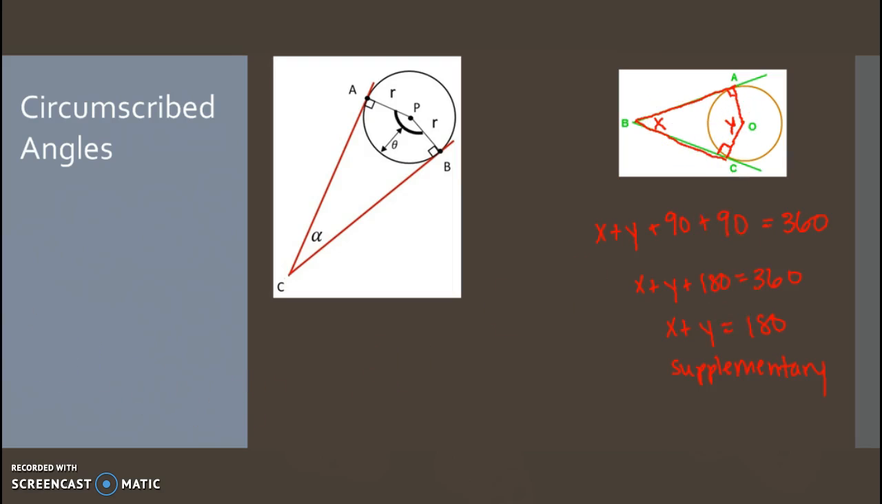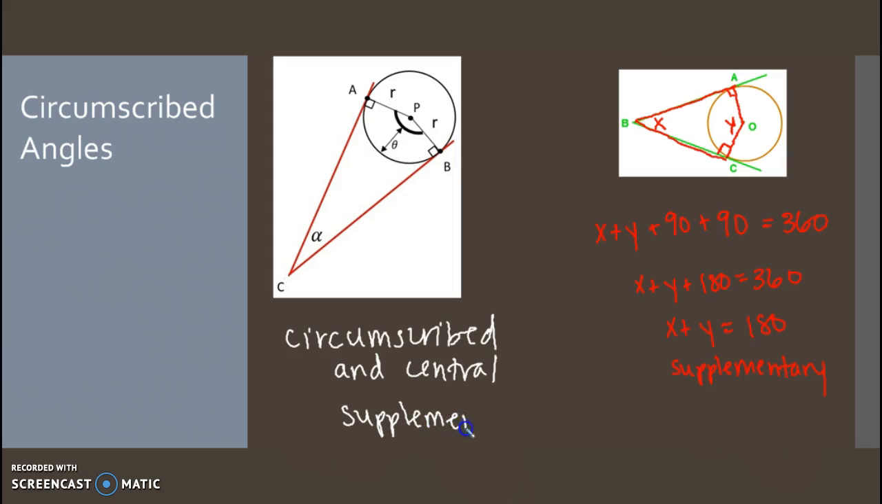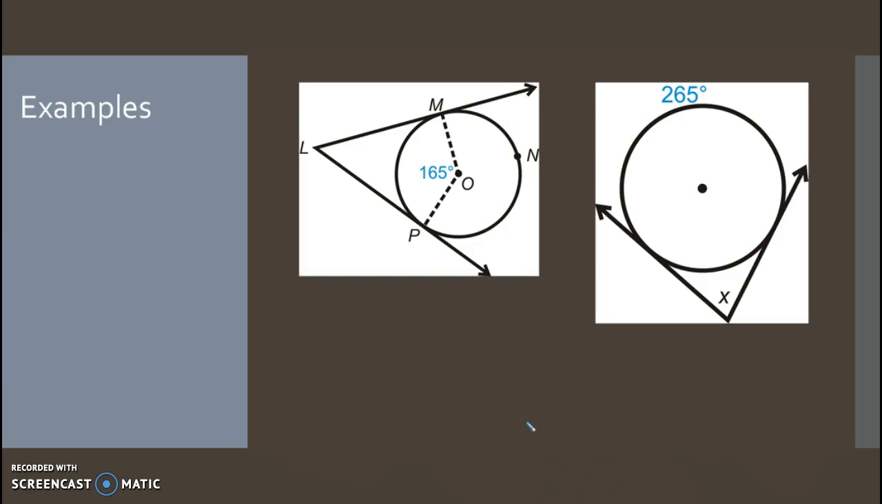So my rule for circumscribed angles is that the circumscribed and central angles are supplementary. So they will always add up to 180. So central angles are the same as the arc, inscribed angles are half of the arc, and circumscribed angles are supplementary with the central angle. So a couple of examples.